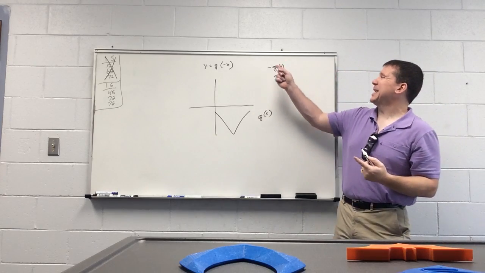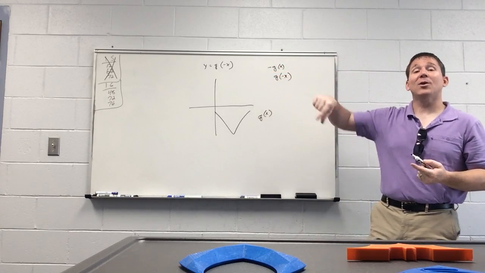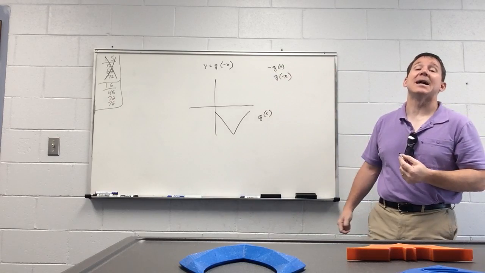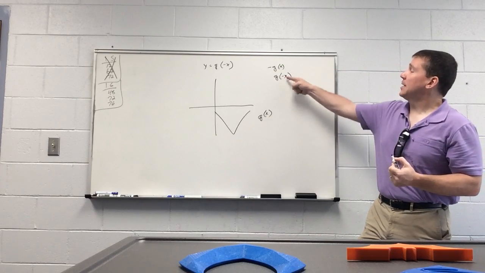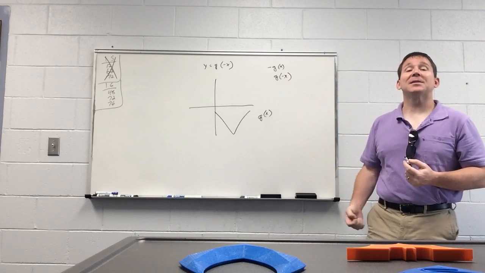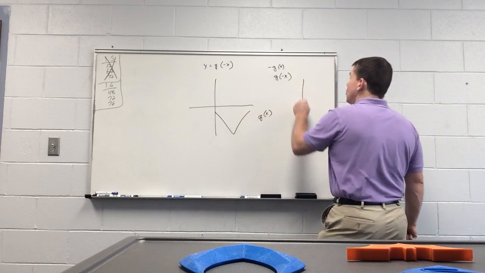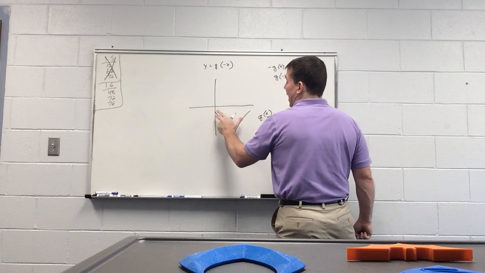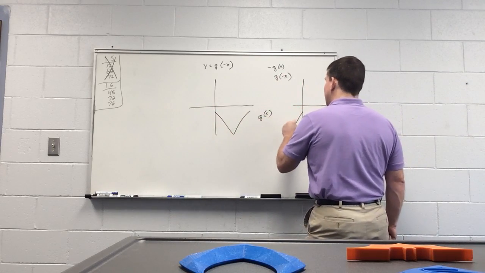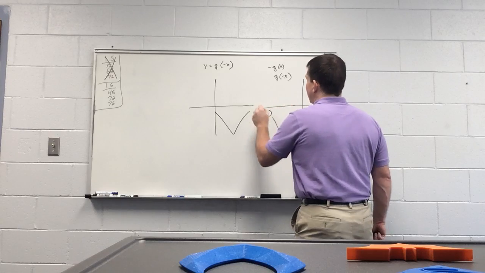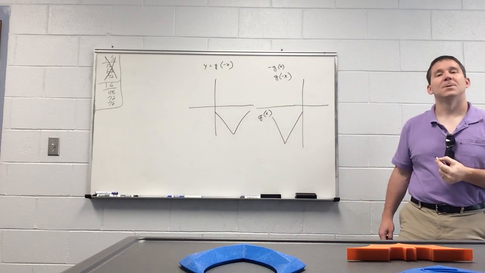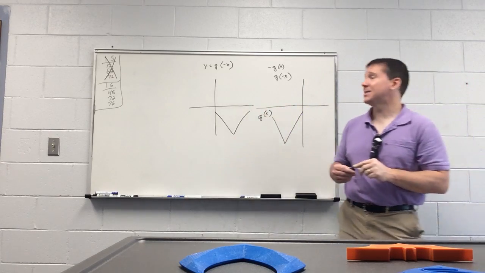If you put the negative on the outside, it reflects you across the x-axis. It flips it upside down. If you put the negative on the inside, it reflects it across the y-axis, which means for this, my new graph will take this graph and reflect it across the y-axis. And it'll look like that. And that's it. Nice and straightforward.